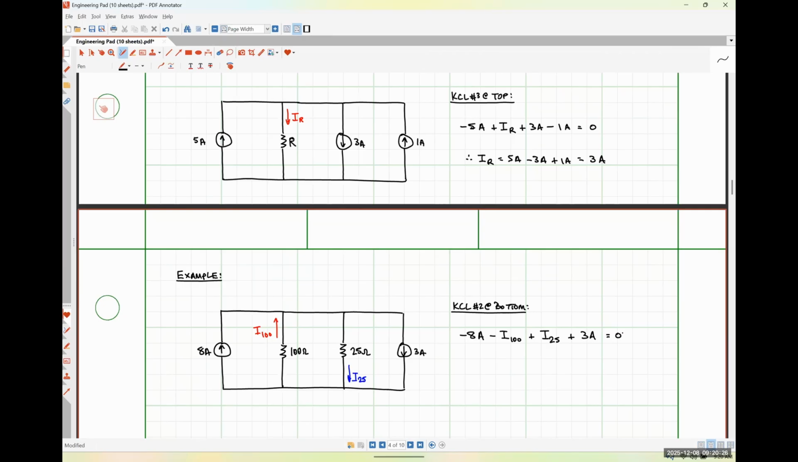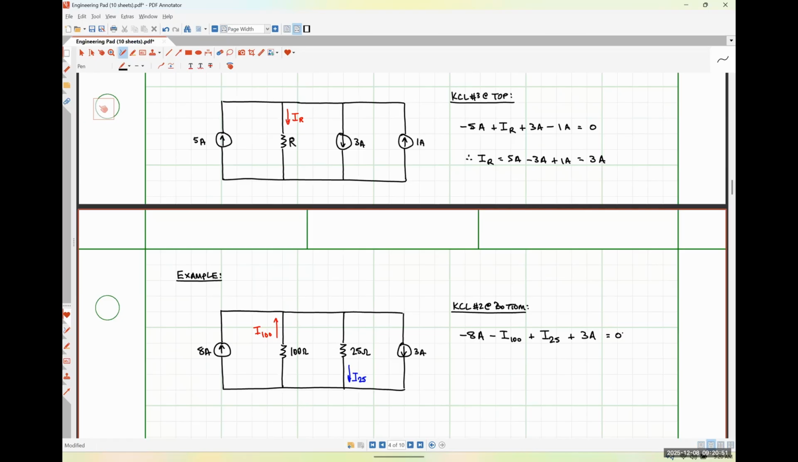But how am I going to come up with another equation here? Because if I apply another KCL, it's just going to give me this exact same equation. Doesn't matter where I apply it. I'm going to get literally this relationship in some form. Okay. So I need to use Ohm's law. Okay.